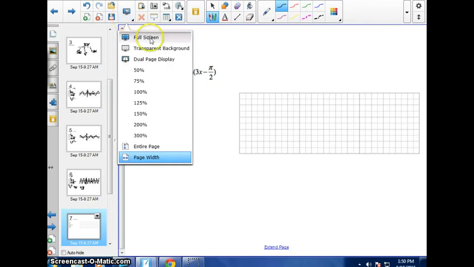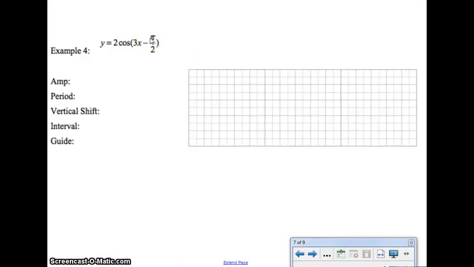So we are going to continue with our last 3 examples here on the last page, and I have a little bit more going on. All right, so first let's identify the features of this graph. Since there's a 2 out in front of the cosine, my amp here is going to be 2. My period is going to be 2 pi over b. Here b is 3, since that is what's in front of the x. So my period is 2 pi over 3. There is no vertical shift, since nothing is being added or subtracted.